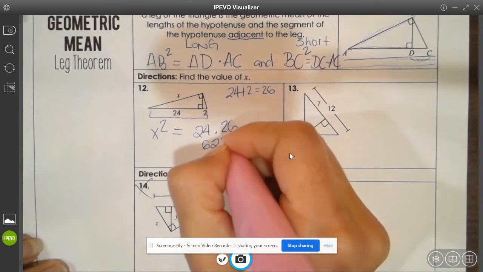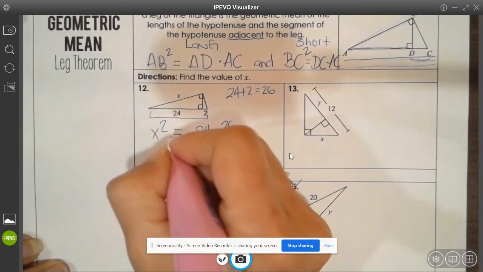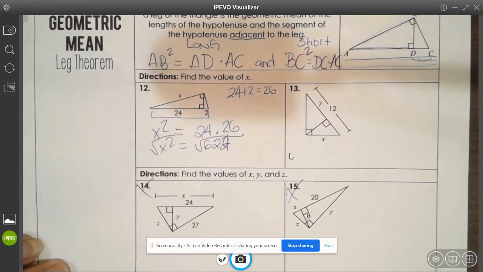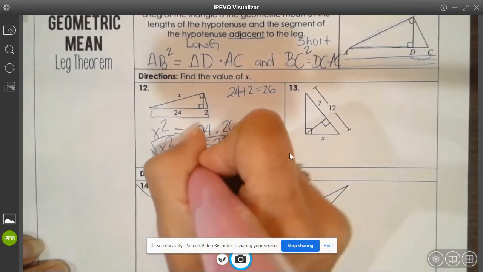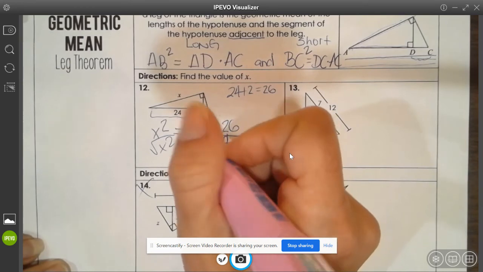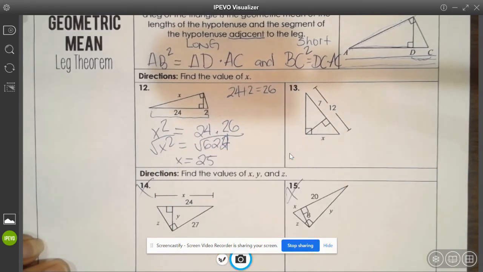624. And then you take the square root of that. And you get x equals 24.97. You can say that is 25.